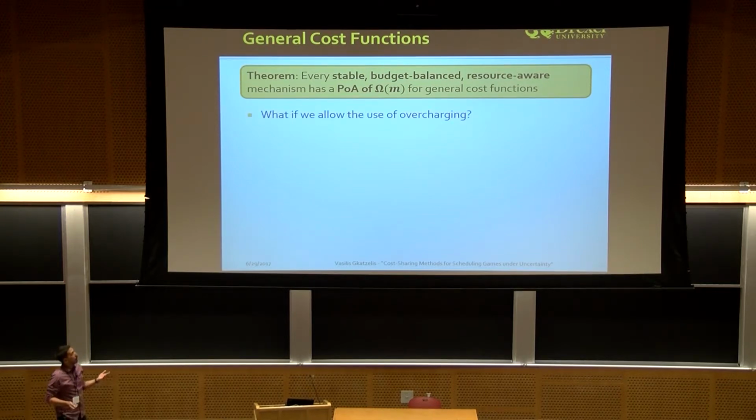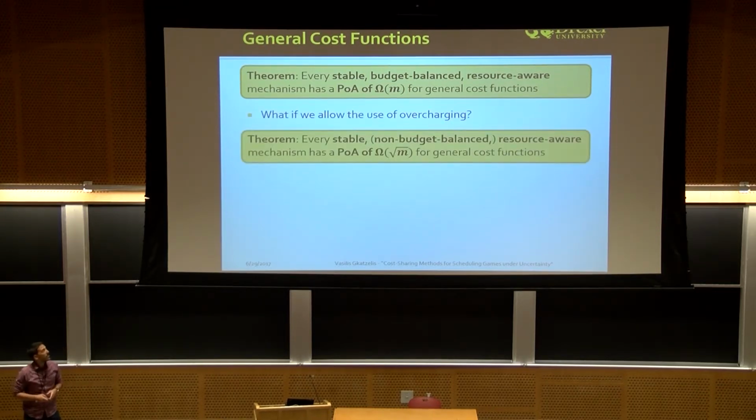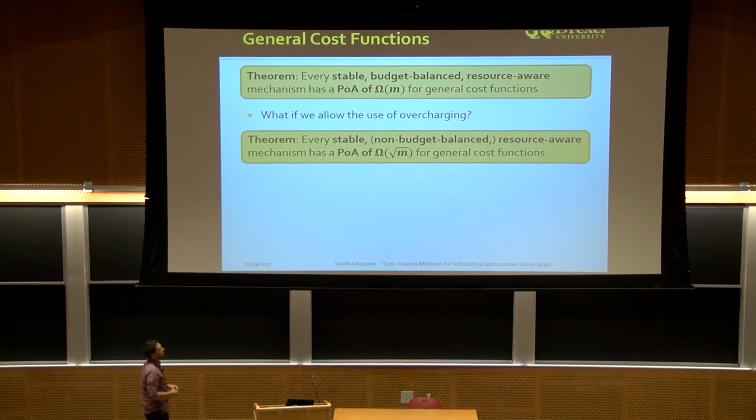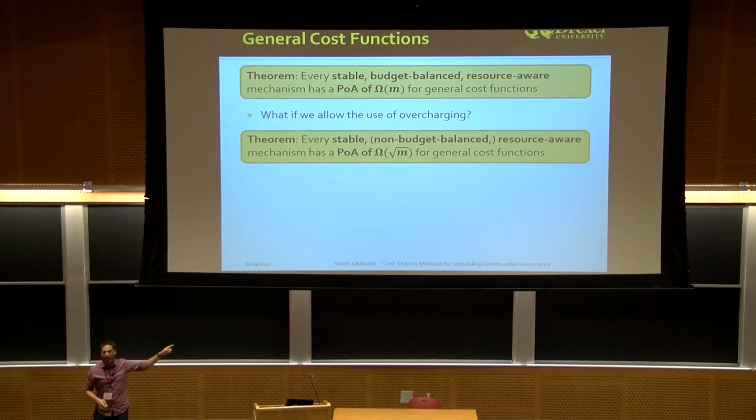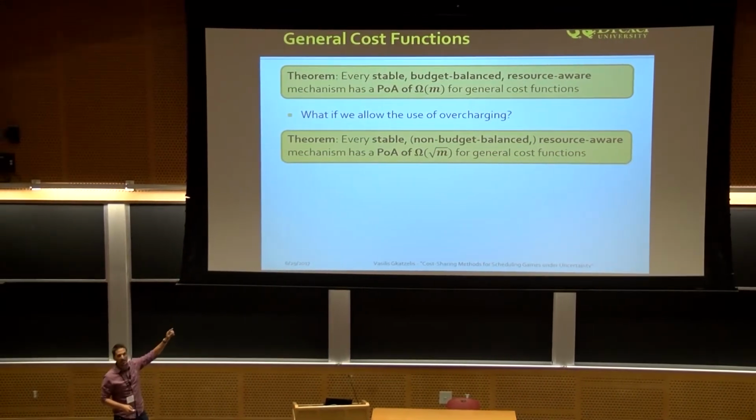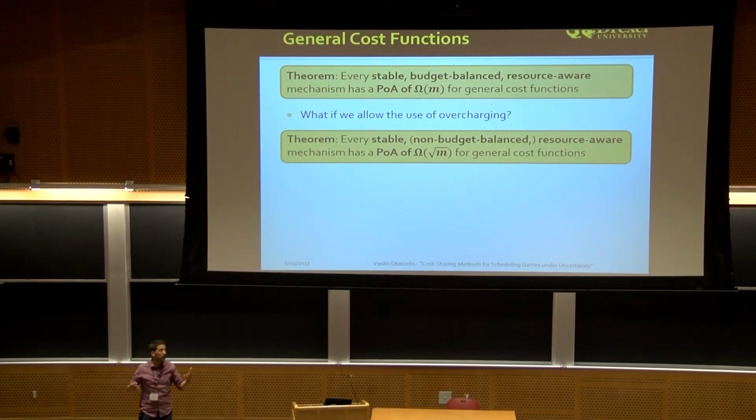But what if we allow the use of overcharging? Well, in general, again, even if you do not restrict yourselves to budget balance, still you cannot get a constant. We get a lower bound of omega root m, and it's quite non-trivial to get the latter one. So the first one's pretty easy. The second one is trickier because the design space is so much richer. Essentially, you can overcharge in very different ways and use all this extra information.